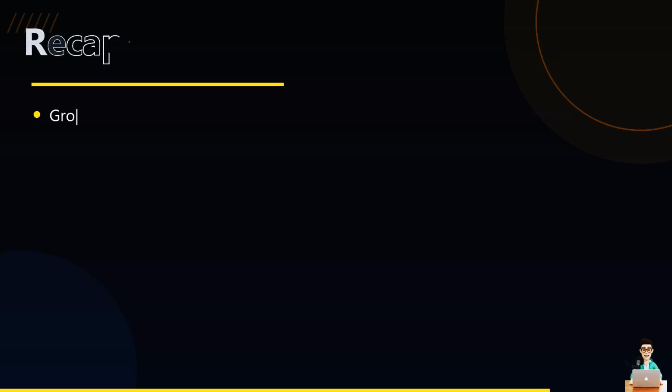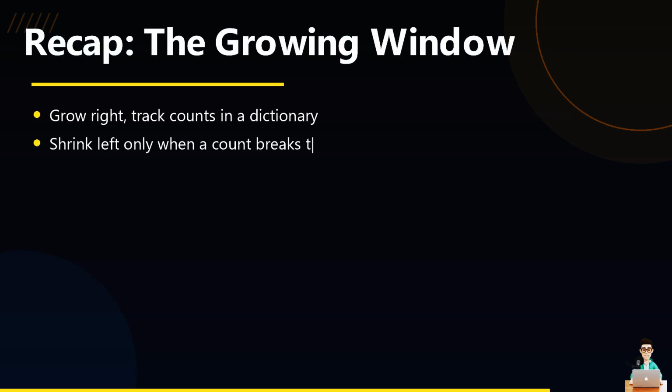That's it. We took the frequency cap problem, used the growing window with the dictionary for instant counts, and got a linear one-pass solution. Remember that brute force recount that broke down? This is exactly why we didn't need it. The takeaway: whenever you need the longest or shortest stretch under some running constraint, reach for 2 pointers and a count map before anything fancier.